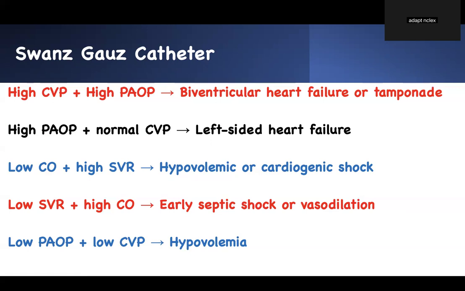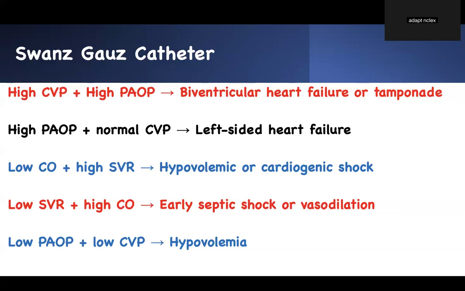If your CVP is high, that means there's too much pressure on the right side, or the right side is not working. So you can have biventricular heart failure. You see, your high CVP means the right side is not pumping the way it's supposed to. High wedge pressure, the left side is not pumping. So that indicates biventricular heart failure, right?